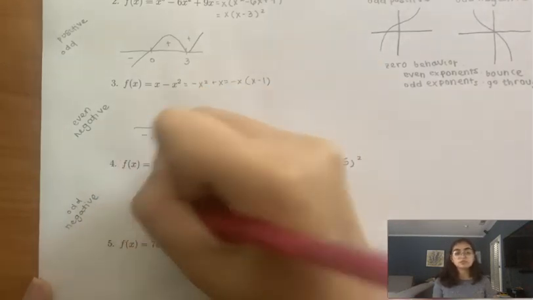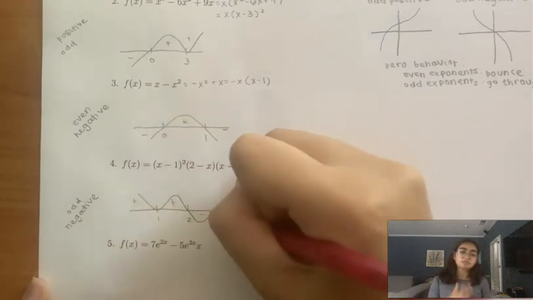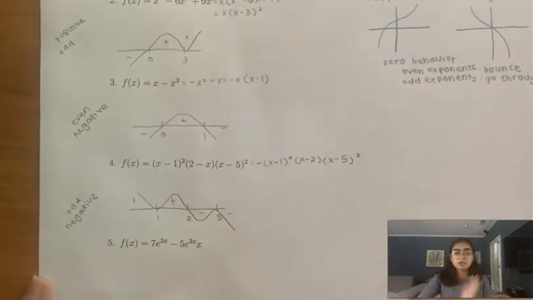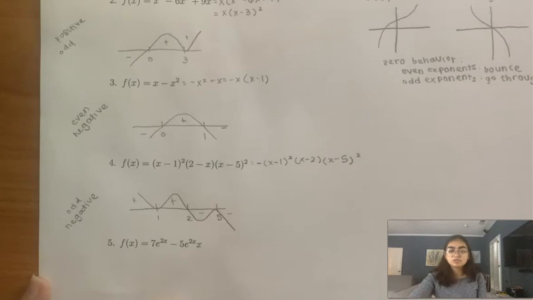So this is what our sign chart is going to look like, and then we're just going to mark the positives and negatives, and that's the answer. Now we're going to move on to number 5.